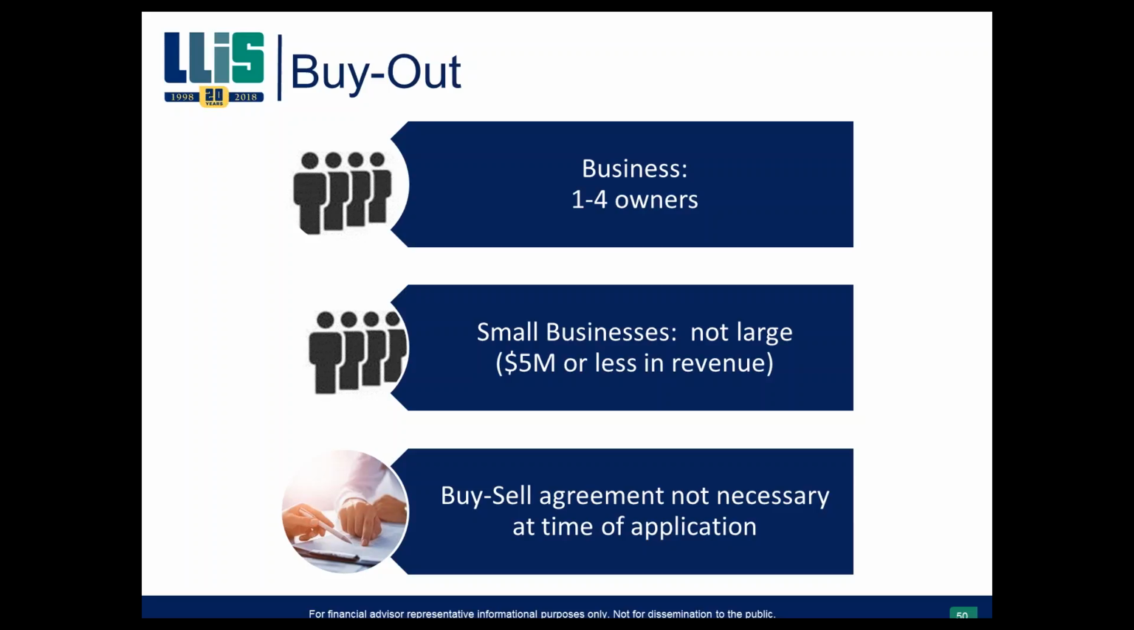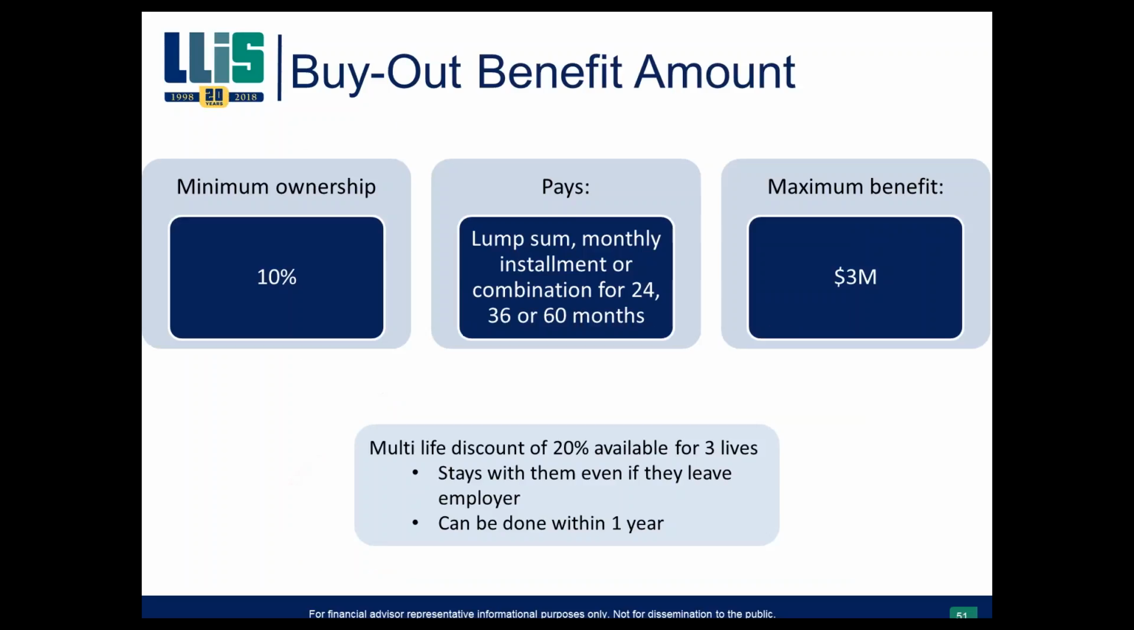$5 million in revenue is kind of like the middle of the road type of business. So the key thing to a buyout is everyone has to purchase it. So if you've got 4 business owners, all 4 have to buy it. Otherwise, it just doesn't work. And some key elements to the buyout is there has to be at least a 10% ownership by all the owners.